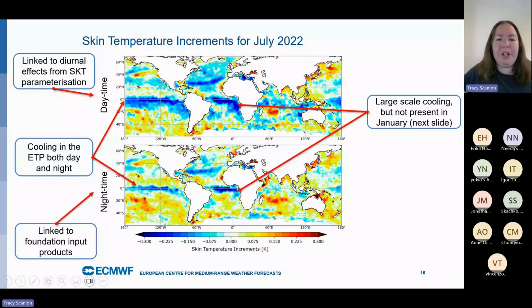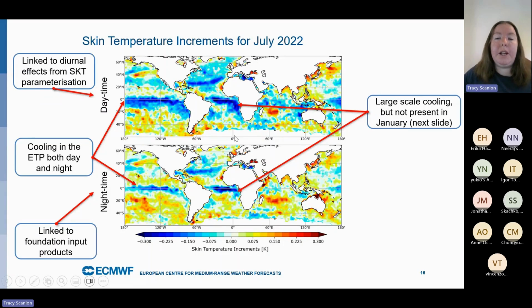So if we look at the skin temperature increments, we're going to look at firstly July 2022 and then January 2023. On the top, we have daytime observations. For AMSR-T, this means observations plus or minus 2 hours around 1:30 p.m. And for nighttime observations, this is 12 hours earlier. The idea of splitting these up is that daytime can be linked to diurnal effects from skin temperature parameterization, roughly. And then nighttime, we can roughly link to differences in the input foundation products.